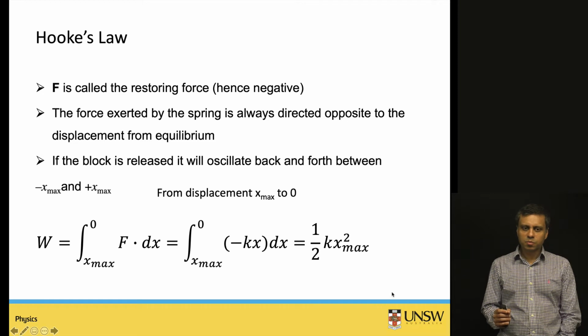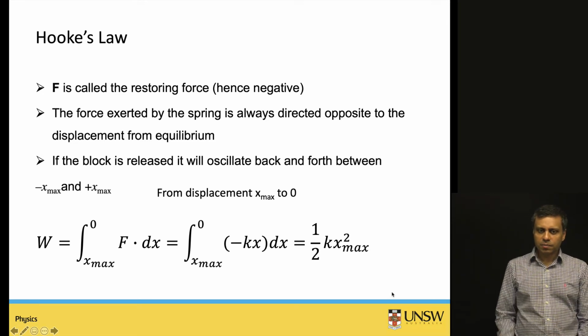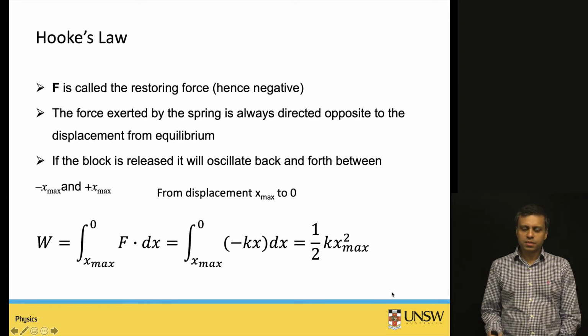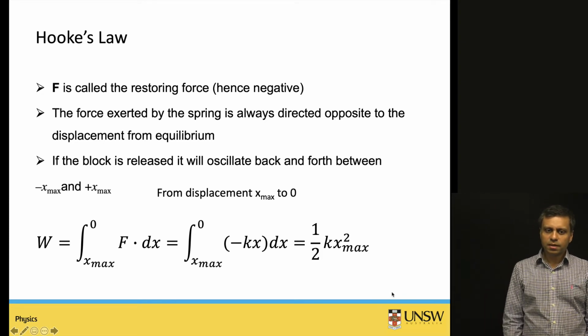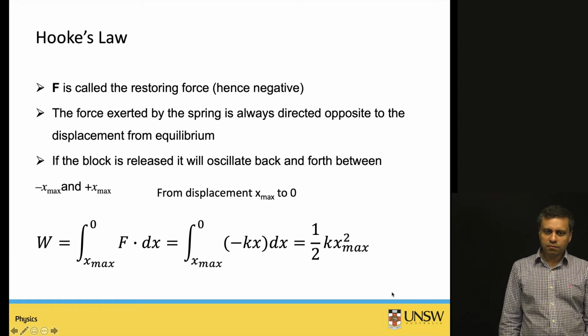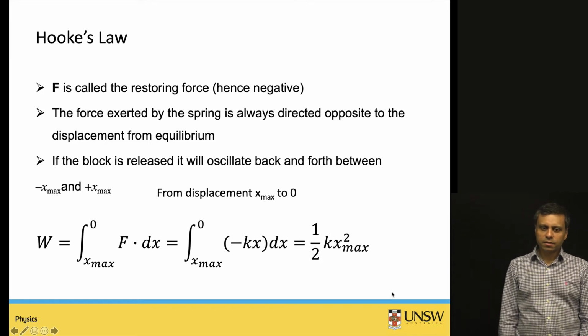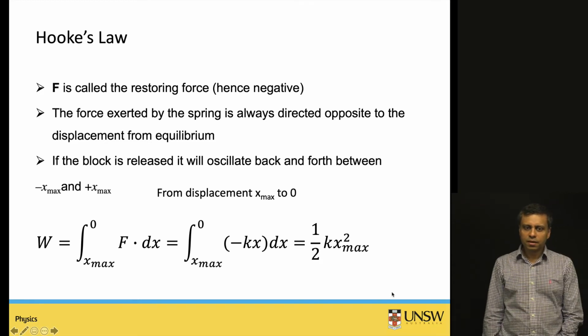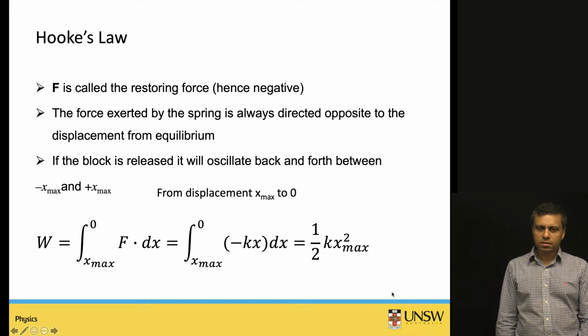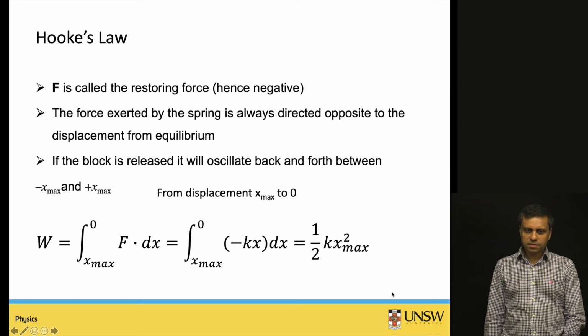dx is the very small infinitesimal displacement of the object, but then we have to integrate. Adding up all these infinitesimal displacements means we have to integrate. So we integrate from the initial position x max to the final position 0, and then instead of F, we put Hooke's law, dx. And remember, the dx here is acting to the left. The force is also acting to the left. So the cos theta gives us 1. Cos of 0 degrees gives us 1. And we substitute minus kx for F.